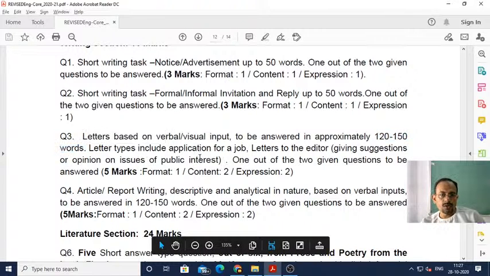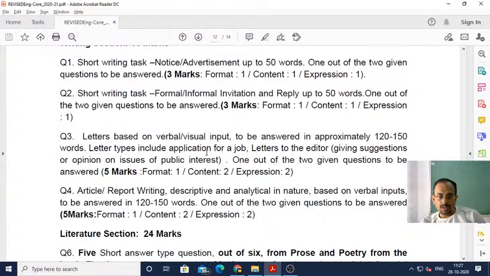Letter types include application for a job. That is, the first letter type can be a job application. Then it could be letters to the editor, where you've got to give suggestions or opinion on issues of public interest. Then one out of the two given questions to be answered.